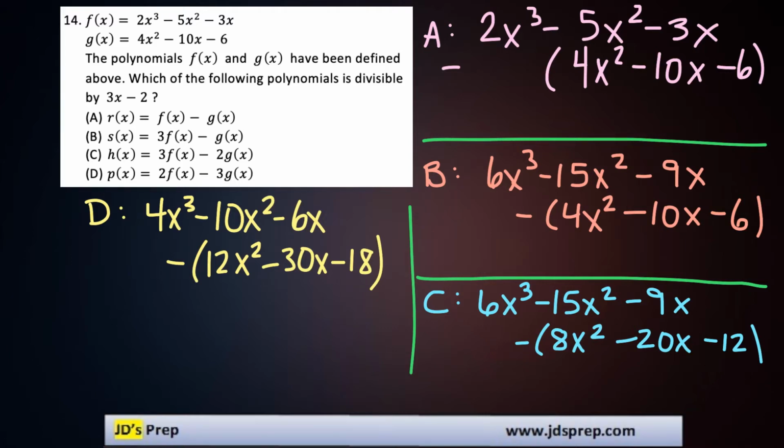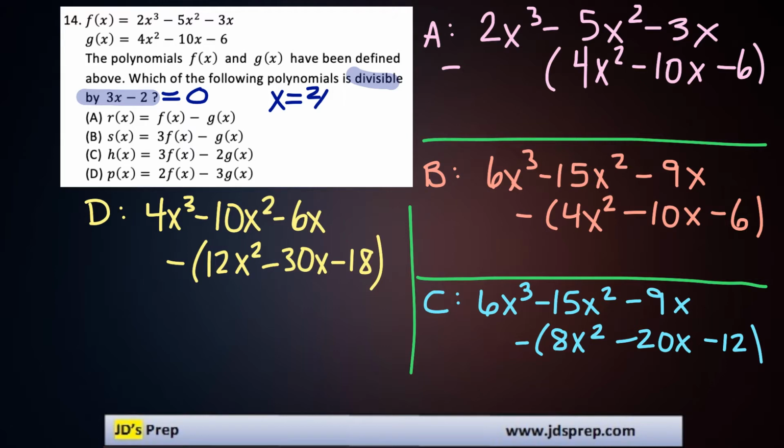For this problem, we're given two different polynomials, f of x and g of x, and the question is, which of the following polynomials down below is divisible by 3x minus 2? Now, if we want a polynomial to be divisible by 3x minus 2, that means 3x minus 2 is a factor of the polynomial, which means that needs to equal 0. So if 3x minus 2 equals 0, well then what's the value of x? Well, it'd be 2/3. And that's going to be really helpful later on in this question.